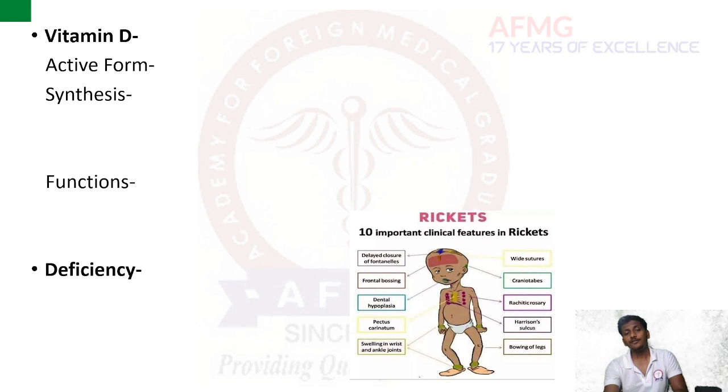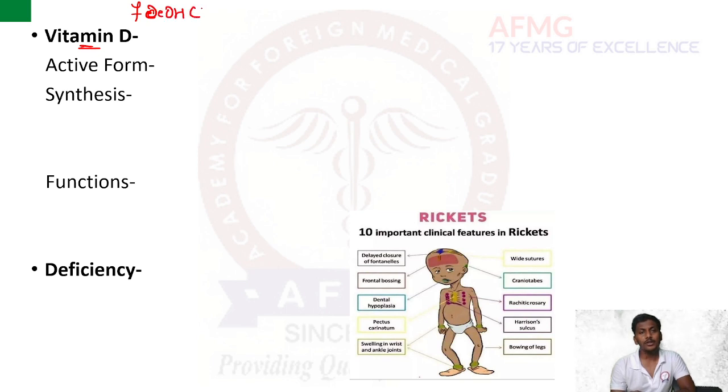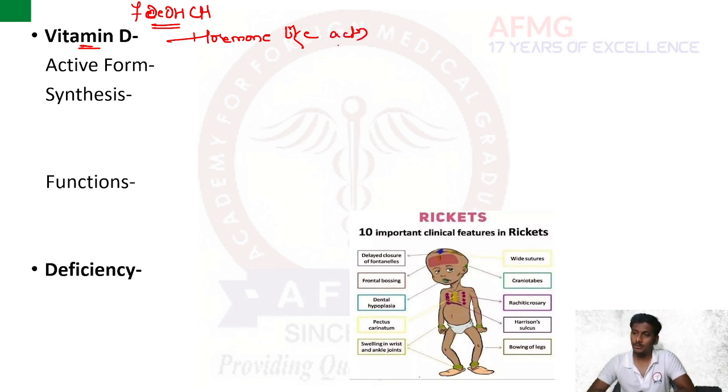Then if I move further, talking about the next fat soluble vitamin, that is vitamin D. Vitamin D is actually synthesized from cholesterol. As we know, the precursor of vitamin D is 7-dehydrocholesterol. It is actually a group of sterol molecules, and please remember, the vitamin which has a hormone like action is vitamin D.